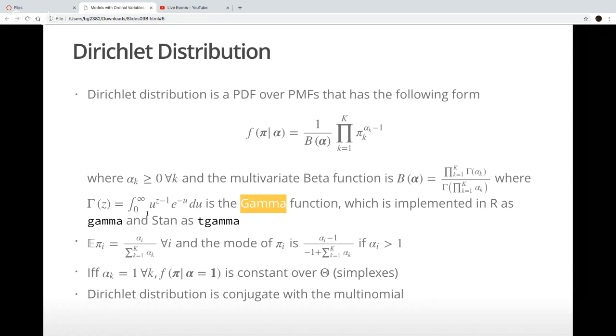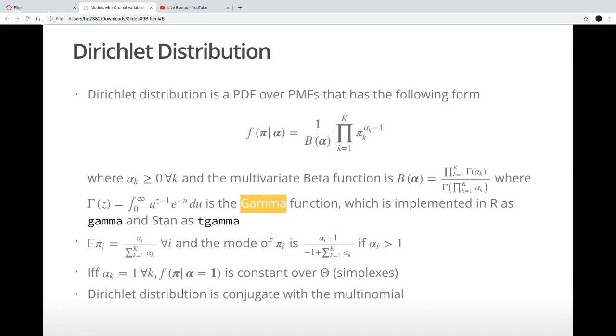You can also see, obviously, from this definition of the PDF that if the alpha values are equal to 1 for all k, then it's just going to be something raised to the power of 0, which is just the constant 1. And so the Dirichlet PDF is going to have a constant density for everything that satisfies the requirements of a simplex. And so that's essentially a uniform distribution over that space. Consequently, setting all of them equal to 1 is a pretty common thing.